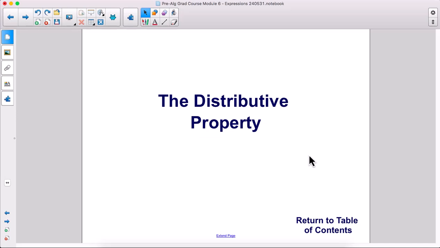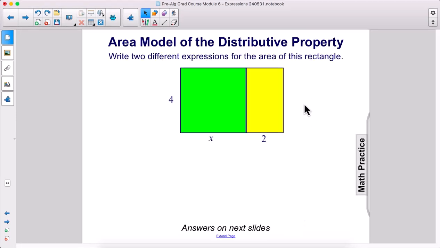The distributive property. Write two different expressions for the area of this rectangle.